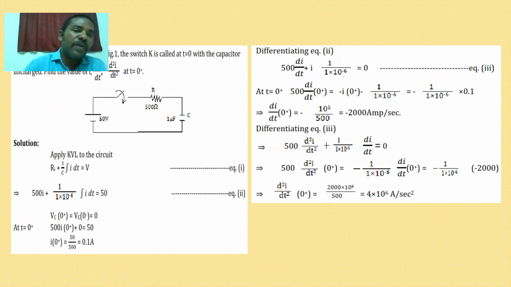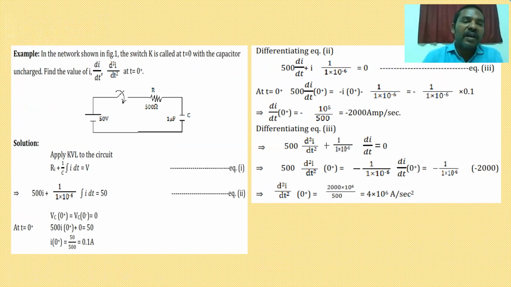So you have to go for calculation of different current values. One is i(t), then di(t)/dt, then d²i(t)/dt² at t equal to 0. Initially the capacitor has no charge.